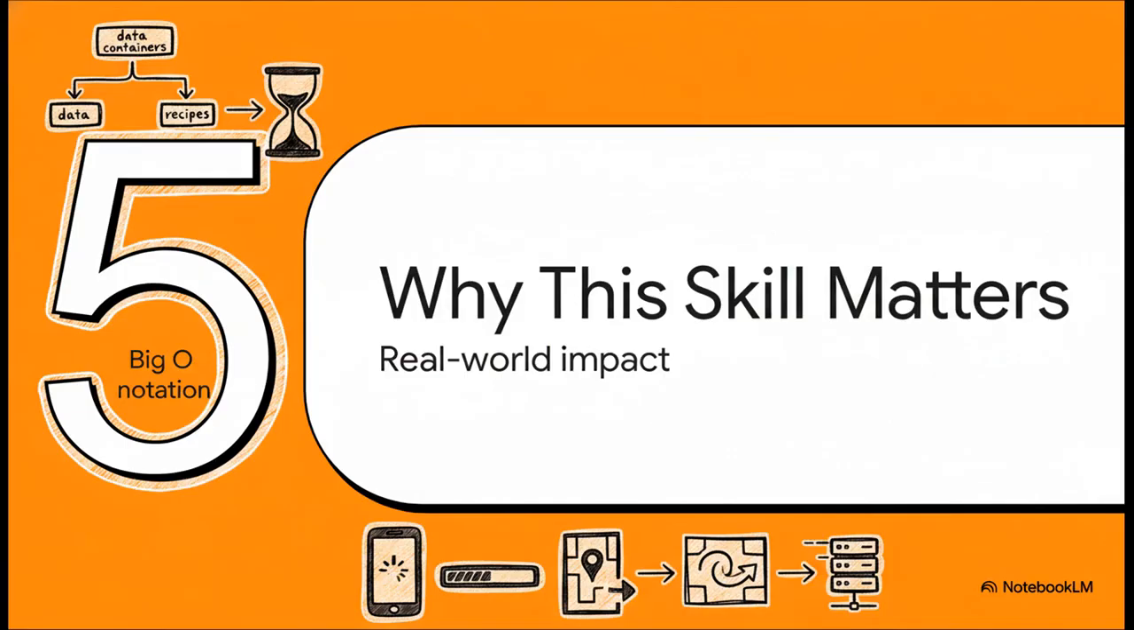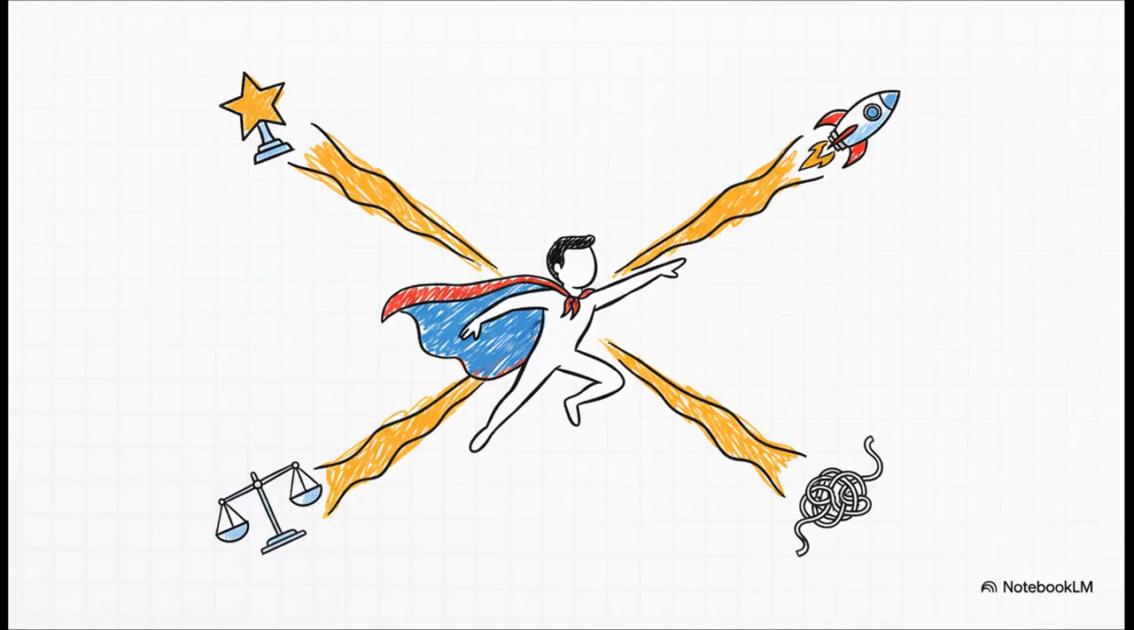So, we've gone from data containers to recipes to Big O notation. The big question is, why does any of this actually matter? How does this theory affect you in the real world? Well, understanding this stuff is a genuine programming superpower. For real. You'll start writing software that's faster and more efficient. You'll become a much better problem solver because you'll be thinking about these trade-offs from the very beginning.